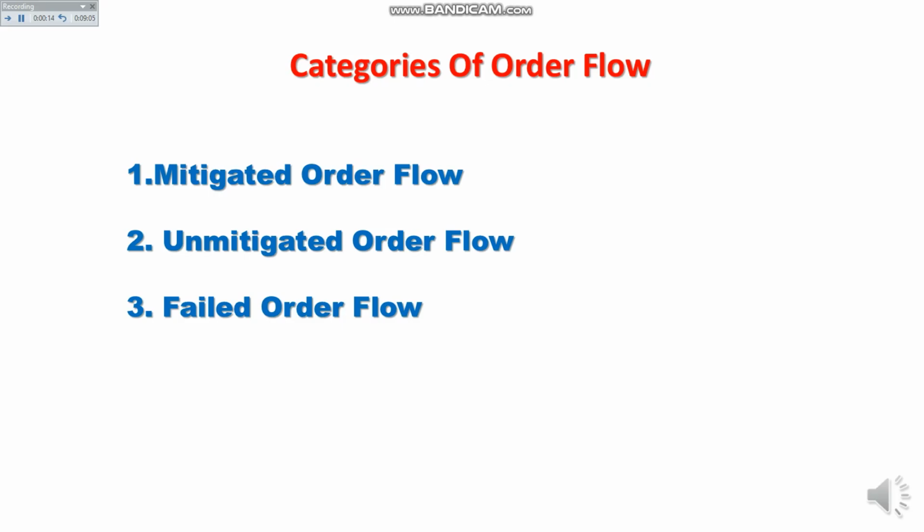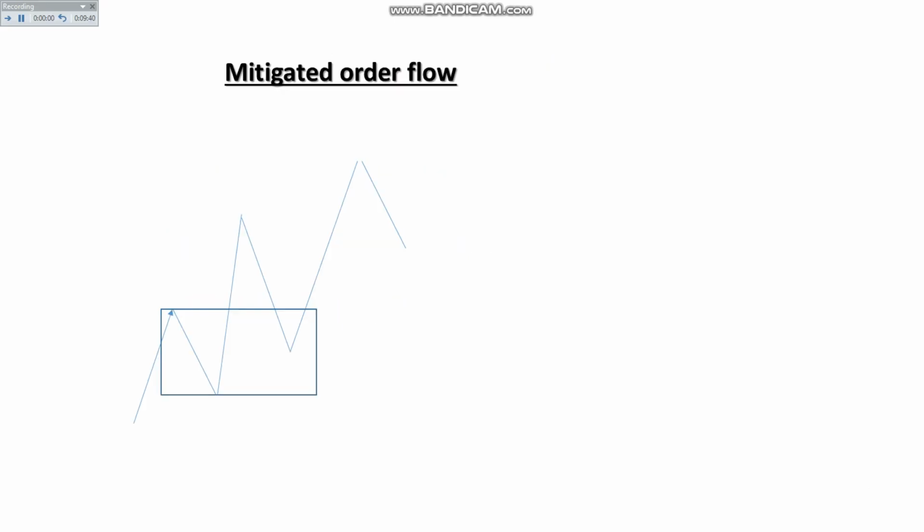Now we have come to another concept where we go deeper and identify how we trade the order flows. What are we looking for? First, we have mitigated order flow. The word mitigated also means tested. So if you see an order flow, you have to check these three categories: mitigated order flows, unmitigated order flows, and failed order flows. The ones that we will be using are two of them: unmitigated order flows and failed order flows. Let's dive in and check why we use them.